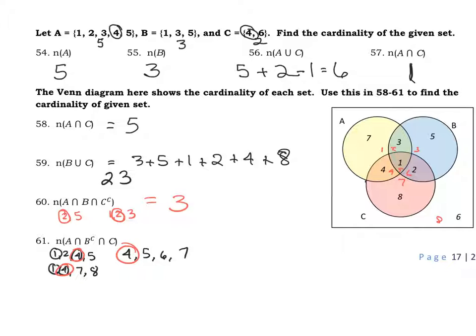Okay, so let's look at the cardinality of region 4 right here, and it just coincidentally is 4.